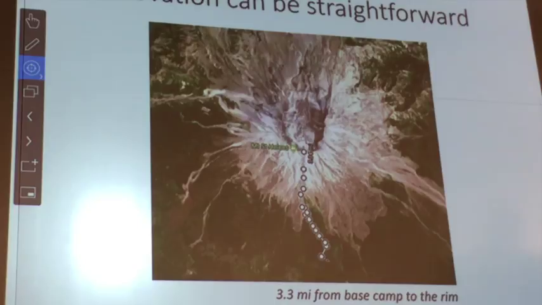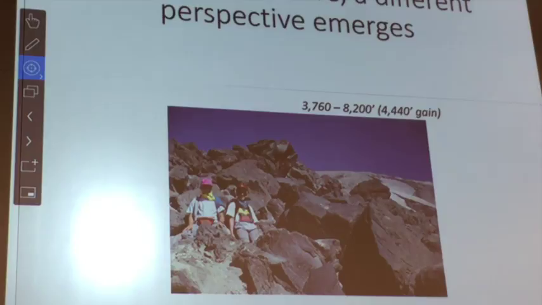Then you start climbing, and you get into the rocks and the boulders, and you realize that it's not as easy as it looked. So then you realize that although it's 3.3 miles horizontally, it's also almost a mile climb to go from base camp up to the rim. You start thinking, oh, this is rough.